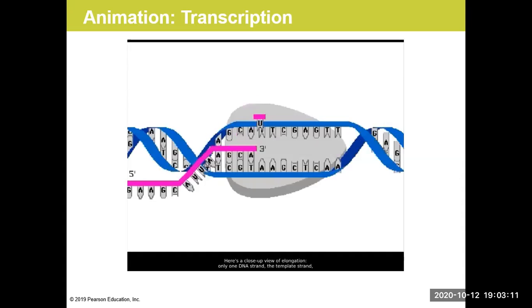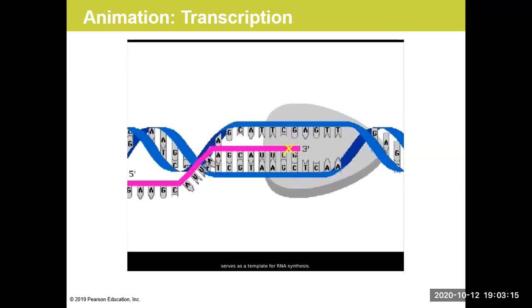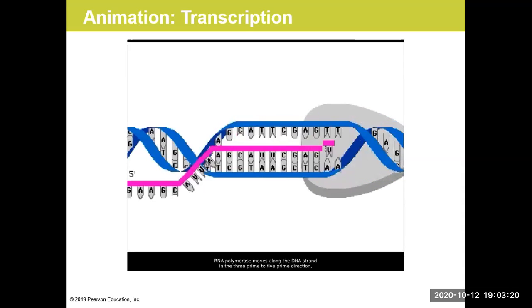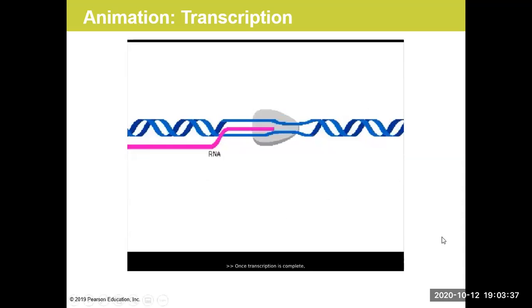Only one DNA strand, the template strand, serves as a template for RNA synthesis. RNA polymerase moves along the DNA strand in the 3' to 5' direction, adding nucleotides to the 3' end of the RNA chain. Note that U in RNA pairs with A in DNA. This is the completed RNA and it detaches from the DNA.